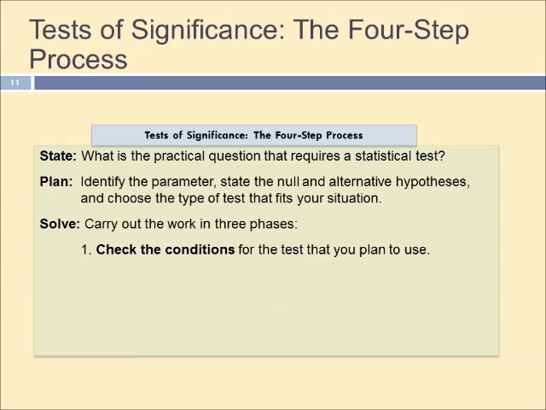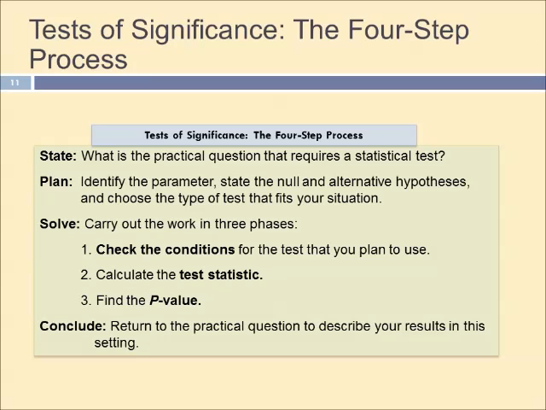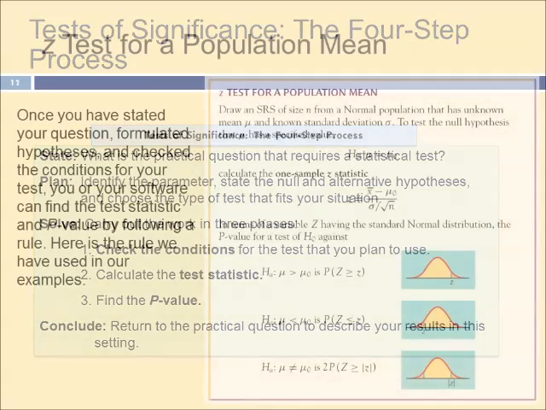First, we check the conditions for the test that we plan to use. If the conditions aren't met, we can't use the test. Then we calculate the t-statistic, find the p-value, and then we conclude. We return to the practical question in step 1 to describe the results in this setting.